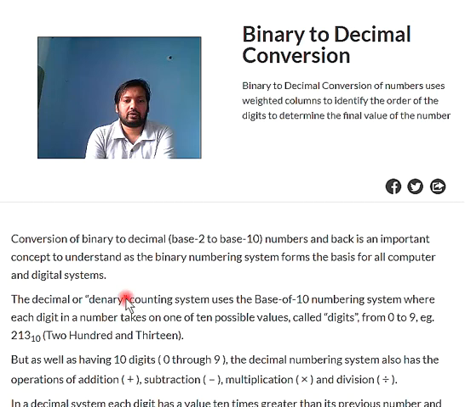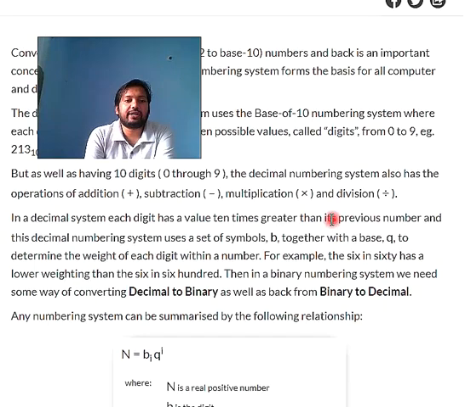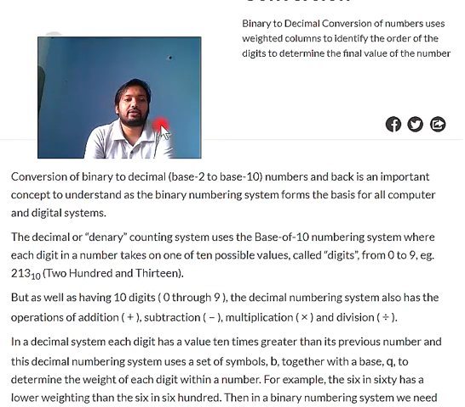Now we are going to start the conversion. Here are the steps given: conversion of binary to decimal, base 2 to base 10, numbers and their importance. Concept: understanding the binary number system, which is the basis of all computers and digital systems. Here we are going to discuss how we can change the binary number system.